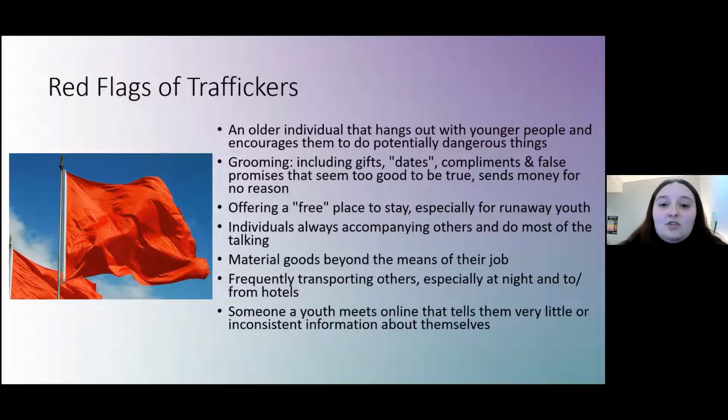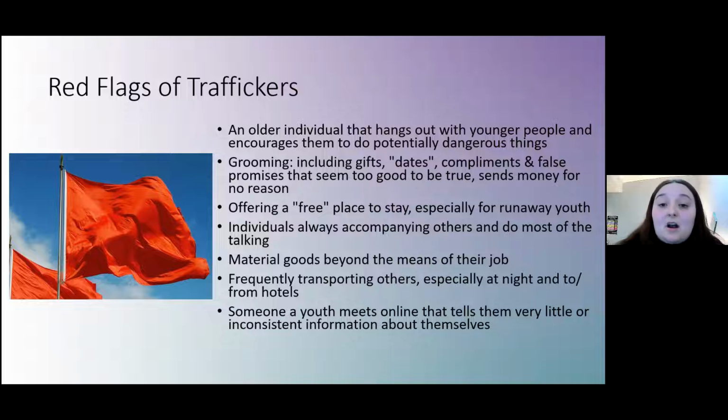Some red flags of traffickers. An older individual hangs out with younger people and encourages them to do potentially dangerous things. Grooming is a big one, and a big tactic that traffickers use. So that would be giving the youth or adult gifts, taking them on dates, complimenting them, false promises that seem too good to be true, and sending money for no reason.